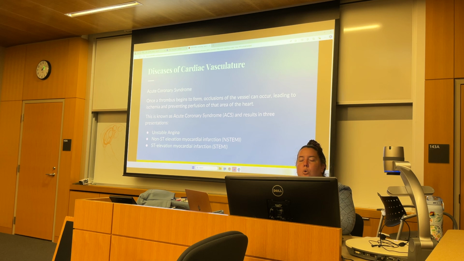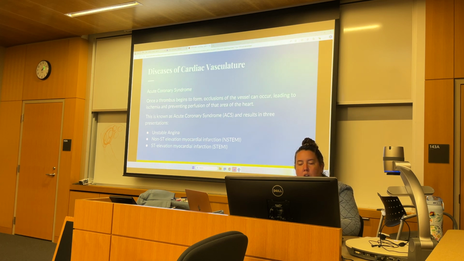Okay, so acute coronary syndrome. Once a thrombus or clot begins to form, occlusions of the vessel can occur, leading to ischemia, lack of blood flow, and preventing perfusion of that area of the heart. So you think about it, you have a clot, now the entire vessel distal to the clot, distal meaning past, on the far end of the clot, there's no blood flow there. So any areas distal to that clot are not being perfused. The opposite of distal is proximal, proximal meaning closer.